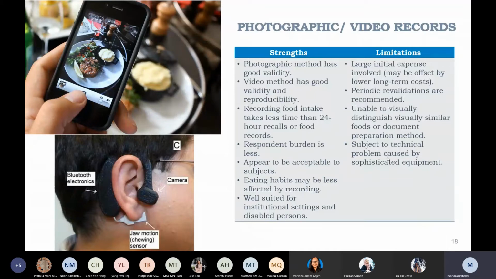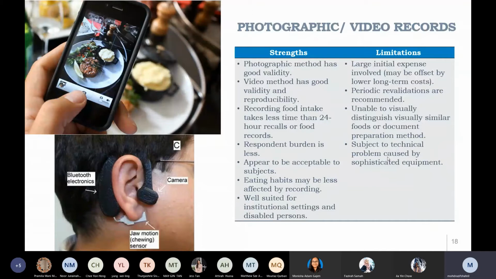There will be a large initial expense involved when doing this, because we have to develop software. If you want a mechanism for the pictures to be sent directly or in real time to the researcher, this may be offset by lower long-term costs. Actually, in the long term, it will be very useful, but the initial expense will be very large. There will be periodic revalidation, which is recommended.